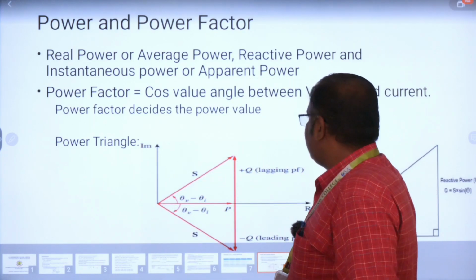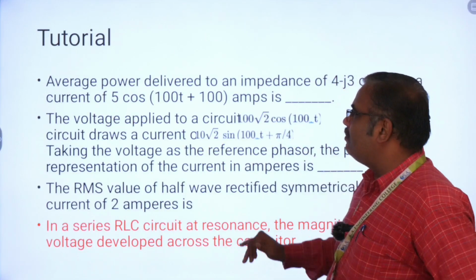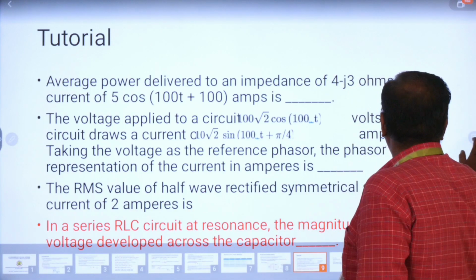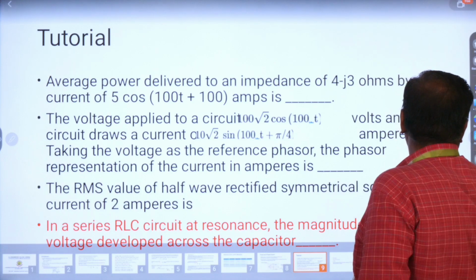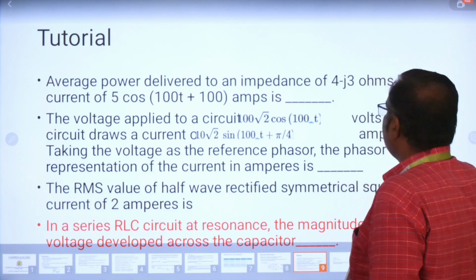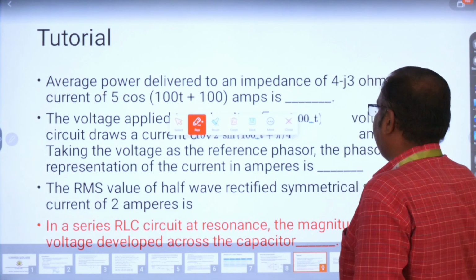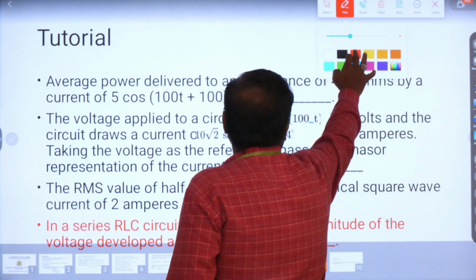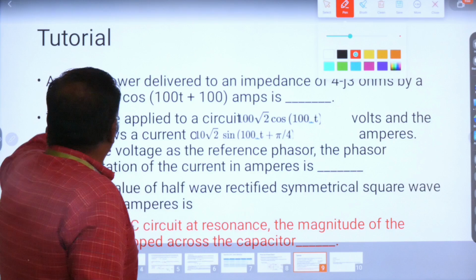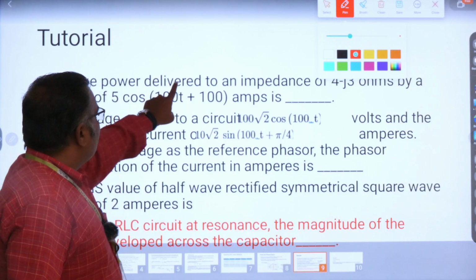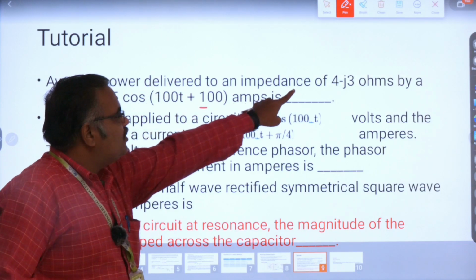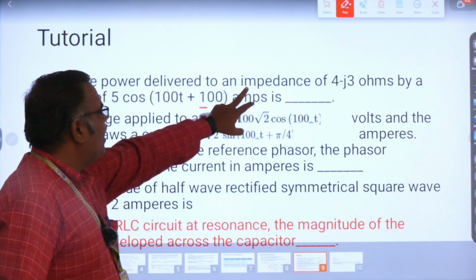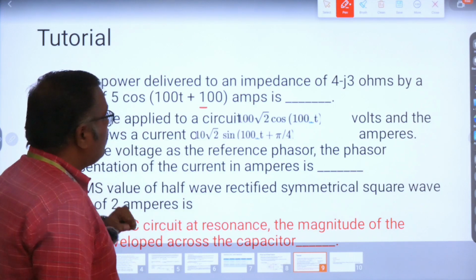Right. So now let us discuss some basic problems. What is the average value? This is the first question that we have to discuss. We have to calculate the average power delivered to an impedance of 4 minus j3 ohms by a current of 5 cos(100t + 100) amps.